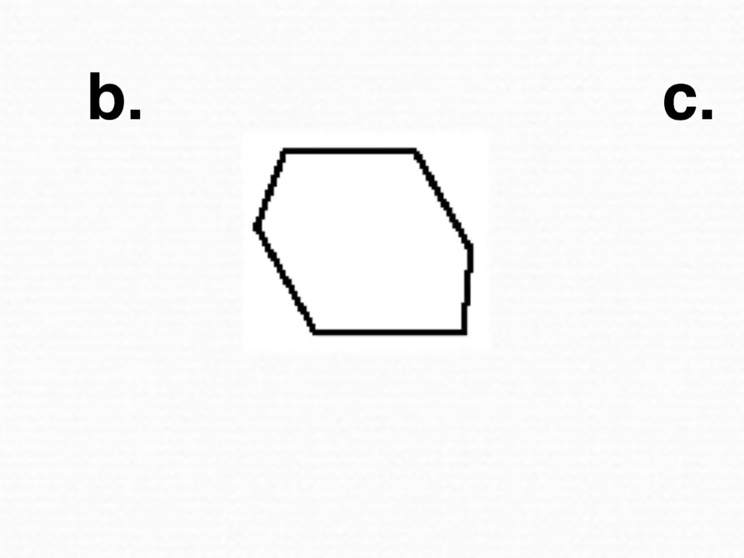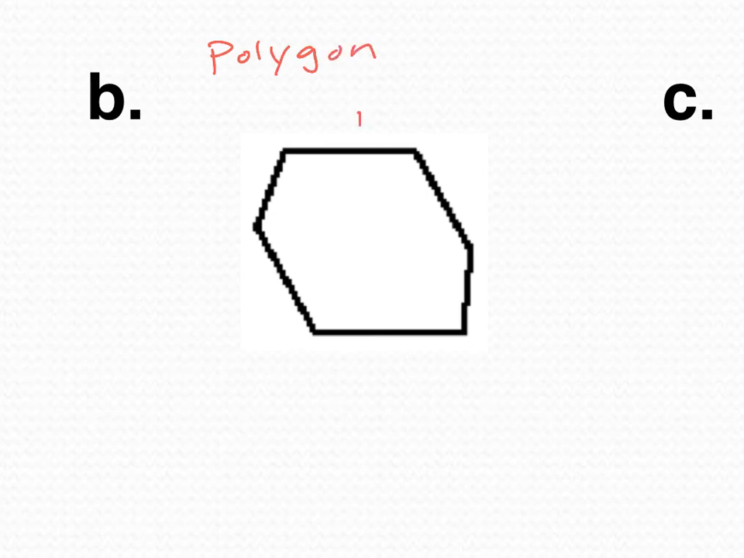Is this a polygon? Yes, it's closed, made of all straight lines, even if they're a little jagged looking there. So it is a polygon. Let's be more specific here. Let's call it by its name. This has 1, 2, 3, 4, 5, 6 sides. What kind of polygon is it? It's a hexagon. And is it a concave or a convex hexagon?